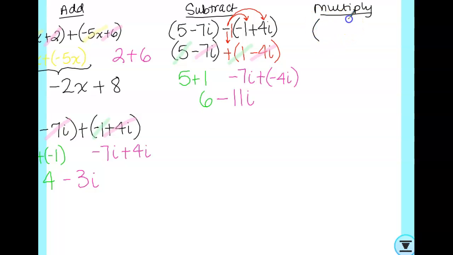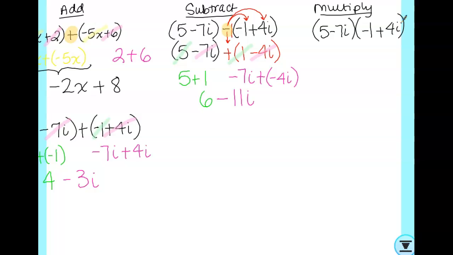Okay, so we'll just do the same two complex numbers. And I just want you guys to notice the difference between these. Okay? So this has an addition sign in between the two of them. This has a subtraction sign in between the two of those sets of parentheses, between those two complex numbers. There is no sign in between these. So you have to pay attention to whether you're being asked to add, subtract, or multiply. All right, so we'll just do 5 minus 7i times negative 1 plus 4i.